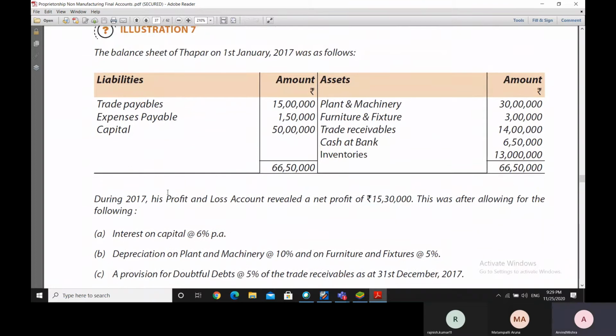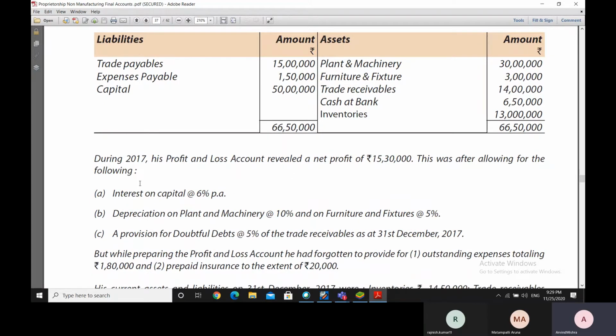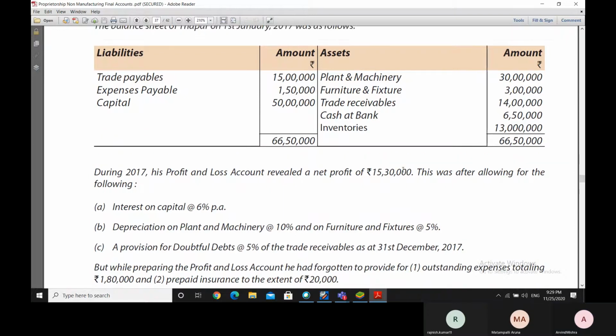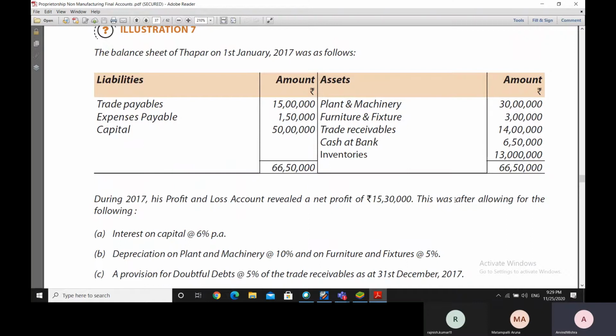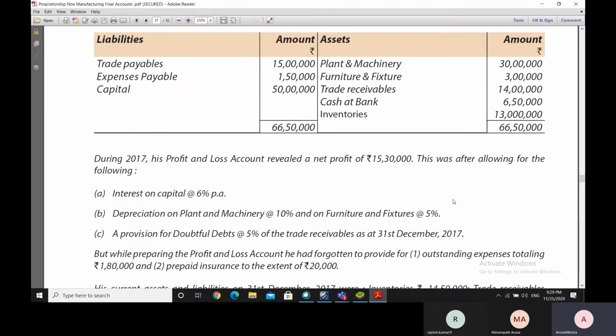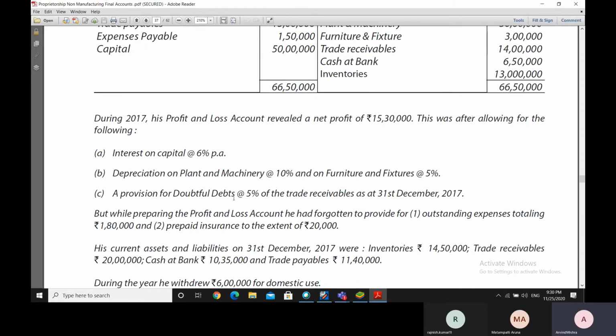Now, we have been told in the question that during 2017, which is after 1st of January, because this is the opening balance sheet that has been given to us, the profit and loss account had revealed a net profit of 15,30,000. And this profit was arrived at after allowing interest on capital, the depreciation on the plant and machinery and furniture and fixtures, and after making a provision for doubtful debts at the rate of 5% of the trade receivables.